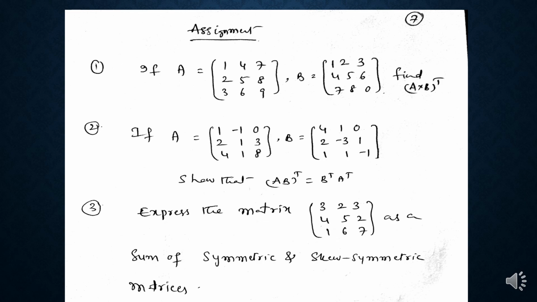So after finding AB, then again find the transpose. After the multiplication, transpose the resultant matrix.